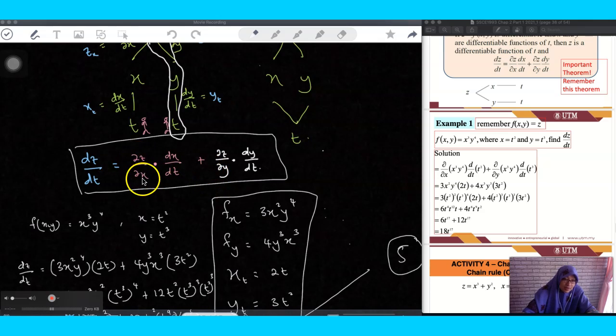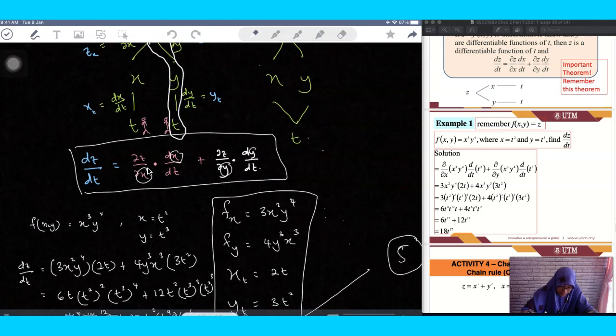You have z, x, and the next should be x. You can see the x and the x. Now, how can you know that your chain rule is correct? z, x, and then continue with x. And then z, y, and continue with y. So if you just provide me dz over dx and suddenly you put dy over dt, that is wrong.